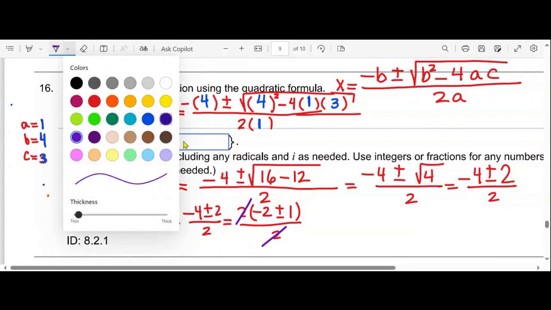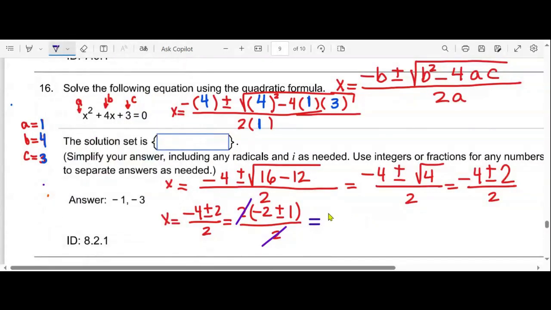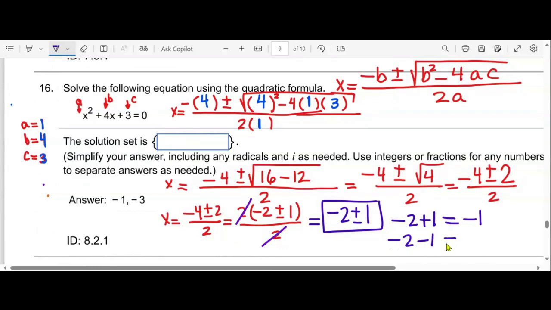So what's next? You're going to get negative 2 plus or minus 1. So that means you have two solutions, right? Negative 2 plus 1, which equals what? Negative 1. Or you have negative 2 minus 1, which is negative 3. Okay, so you have two solutions, negative 1, negative 3. So your solution set is negative 1, negative 3. Easy as easy? Easy.